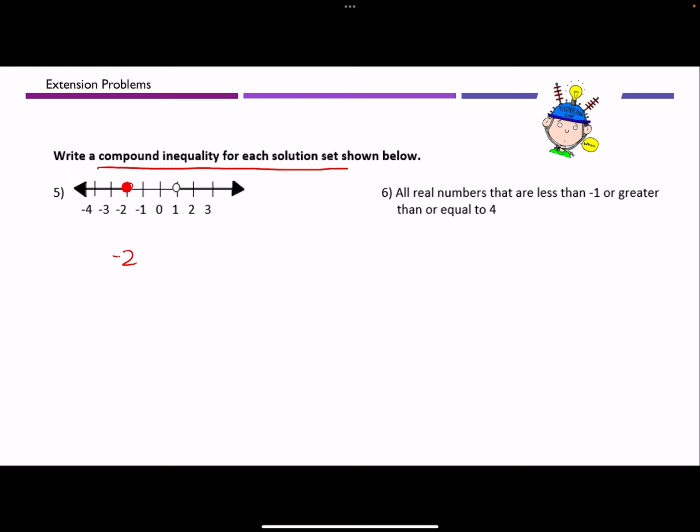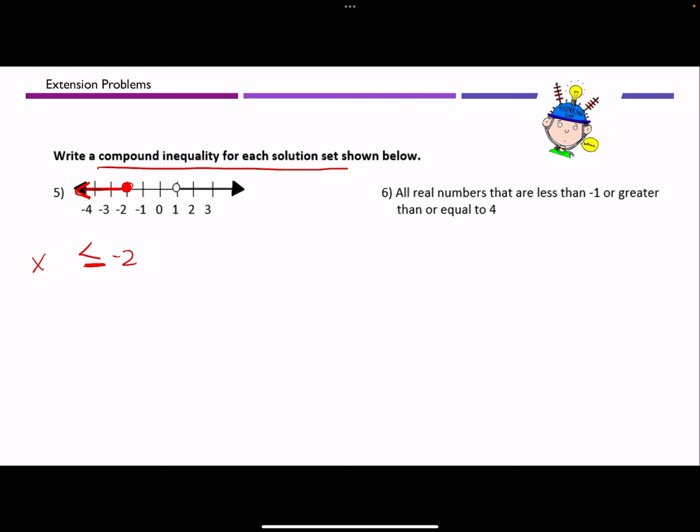It was a closed circle. So I know it's going to be either less than or equal to or greater than or equal to. I know I'm going to have that or equal to part. And it's shaded going to the left. So when numbers are shaded going to the left, that means x is less than or equal to that number. So x is less than or equal to -2.